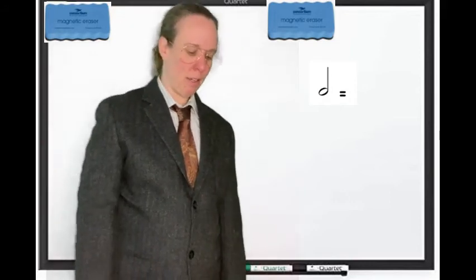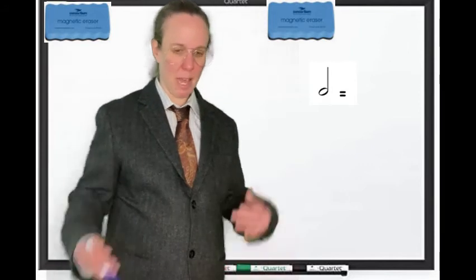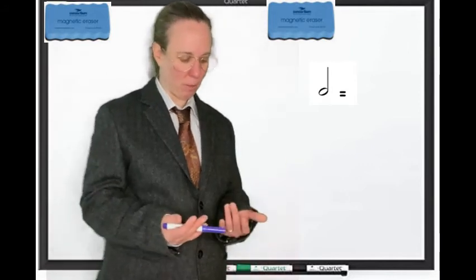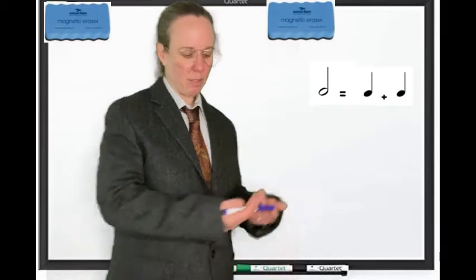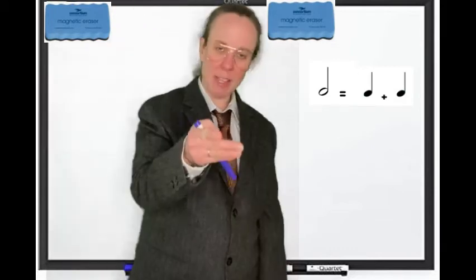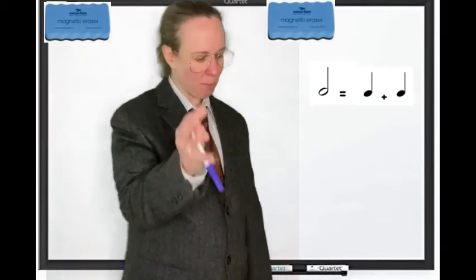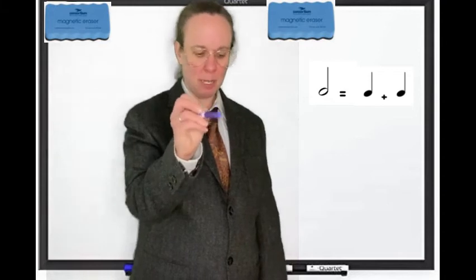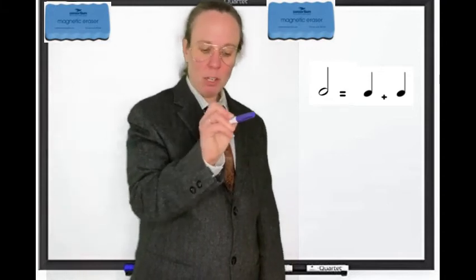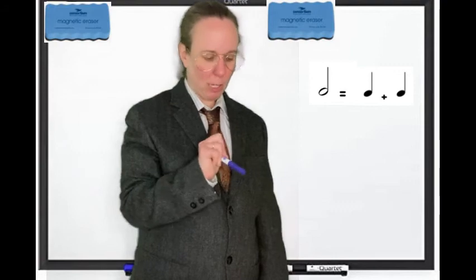Okay then, here's the answer to what can be added together to equal a half note. It's 2 quarter notes. See? I'd like you to spend the rest of the period on your homework assignment in Google Classroom on note values and mathematical equations.